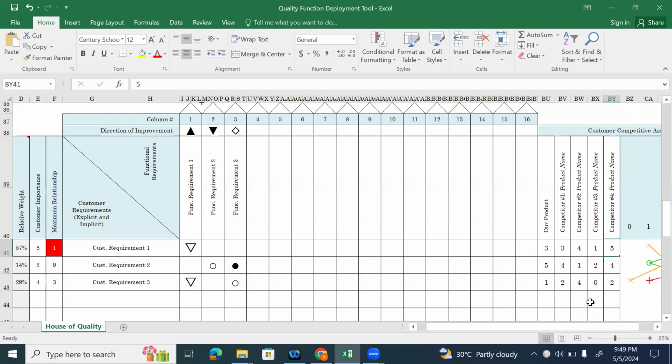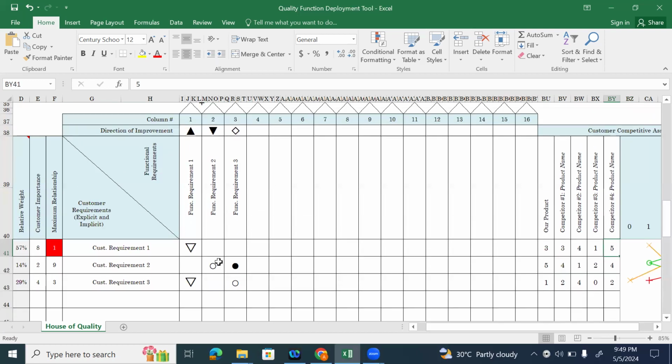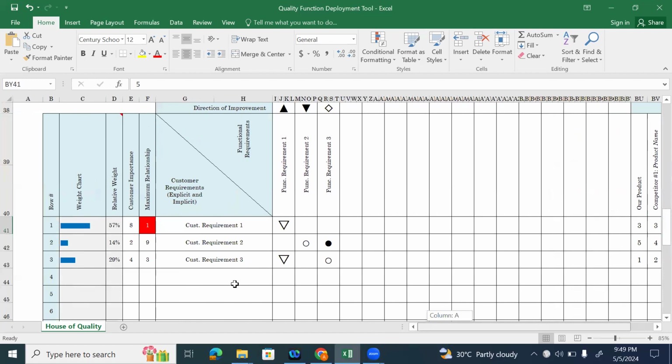Okay, and when you're comparing the third requirement, customer requirement 3, you can see we are again at 1, which is also on the lesser side. It's very important that we at least achieve the target. So this simply is target. The direction of improvement here is to achieve the target. And it is also mentioned what is the weight chart for each customer requirement and then the relative weight.